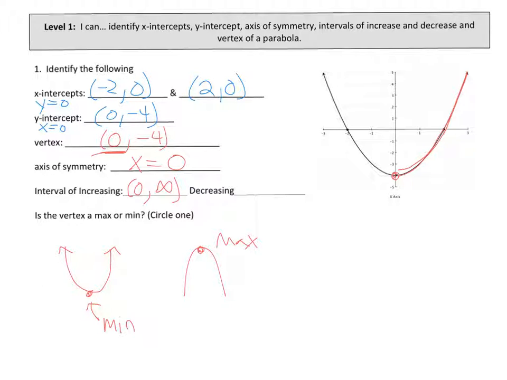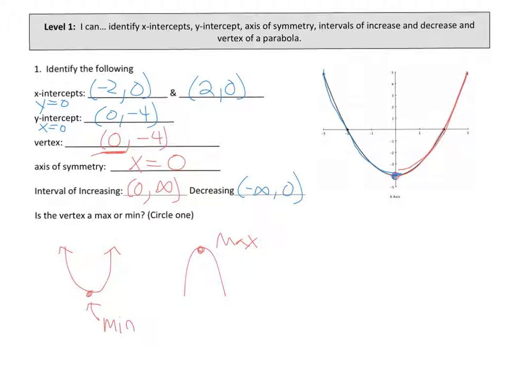Now this graph is decreasing on the left side. From left to right, the graph is going down. And again, we give that interval from an x value to another x value, from left to right, from low to high. And so on the left side, the graph is coming from -infinity, and it decreases all the way until it gets to the vertex, which has an x-coordinate of 0. So that would be from -infinity to 0.